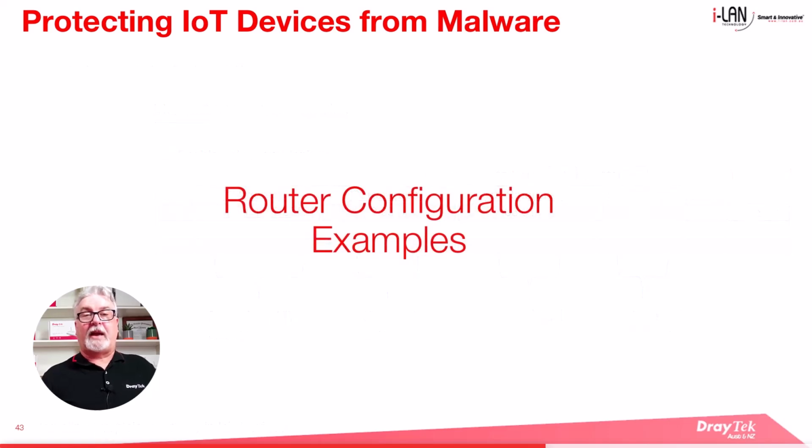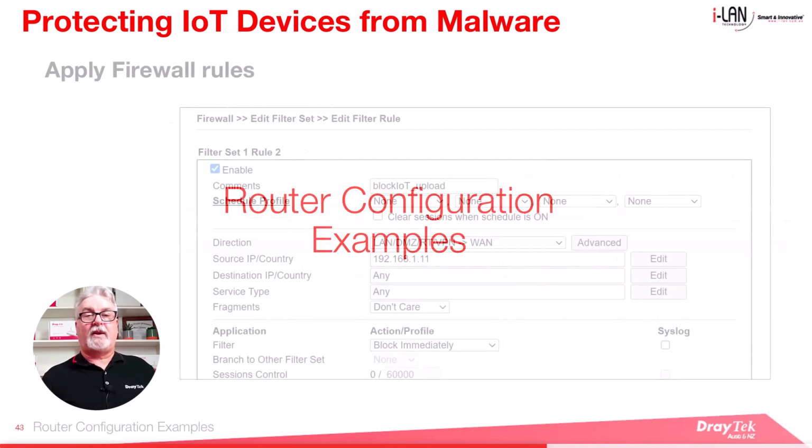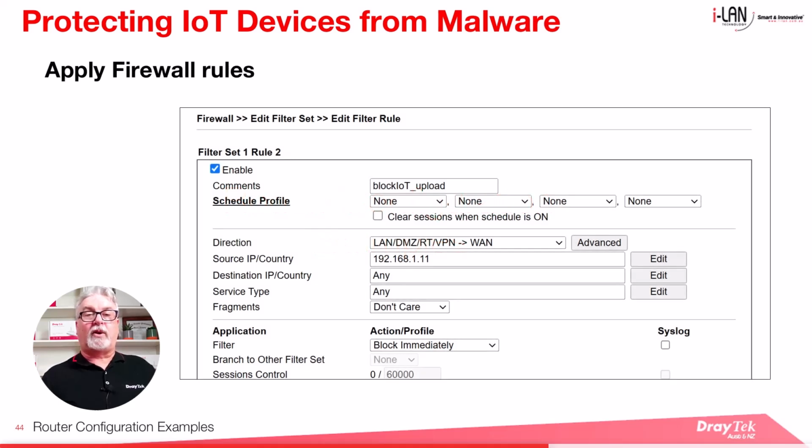Okay, let's take a look at some example configurations. The first is to set up a firewall rule to block IoT devices from accessing the internet, but still allow them to be used locally. This can be easily done in firewall settings. Go to Firewall Filter Setup and create a filter rule to block LAN to WAN traffic for the IoT device, which in our case is IP address 192.168.1.11. Set the destination IP to any and service type to any as well. Then select Filter Set as Block Immediately. Now, nothing is getting out from that device.